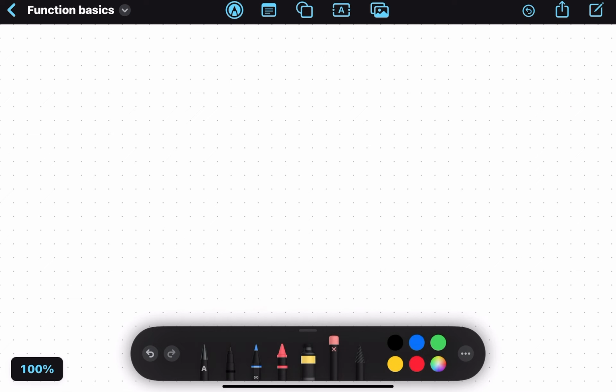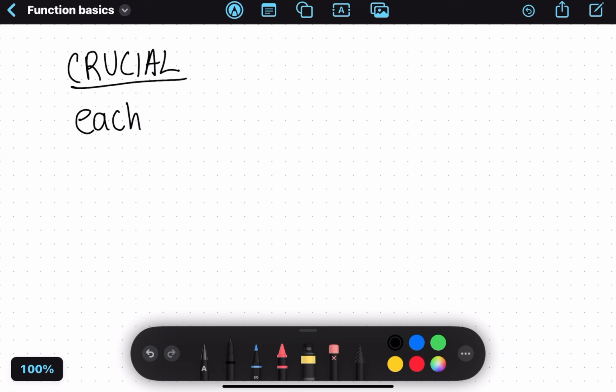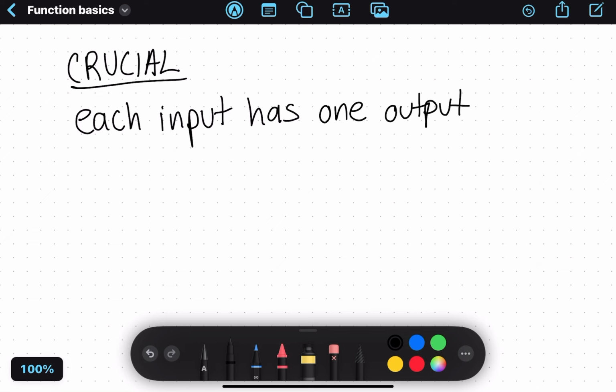Okay, so it's crucial, absolutely crucial, that you know the definition of a function. Basically, a function is each input has one output. Now, what's an input and what's an output? I've never heard these words before. Well, basically, input is X and output is Y.